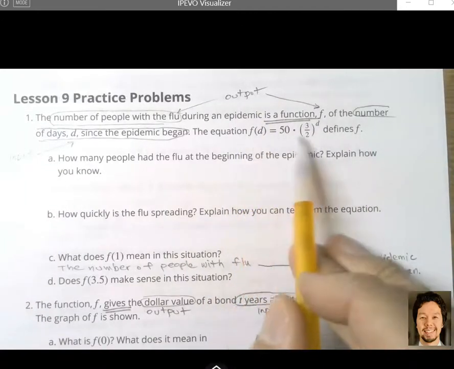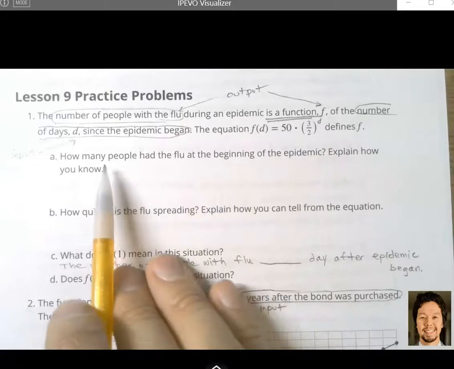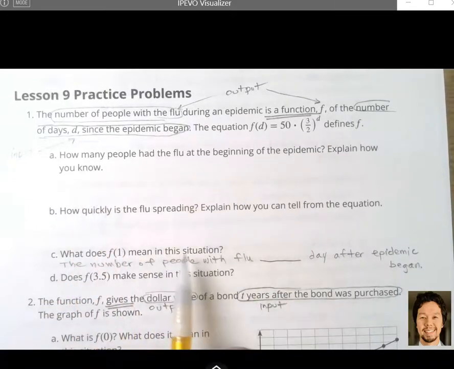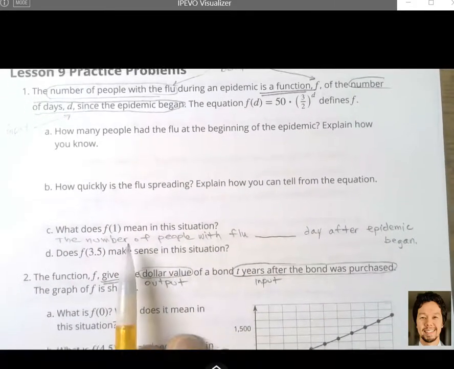So here's the equation, and answer the following questions. Now letter C, I'm giving you a hint here.